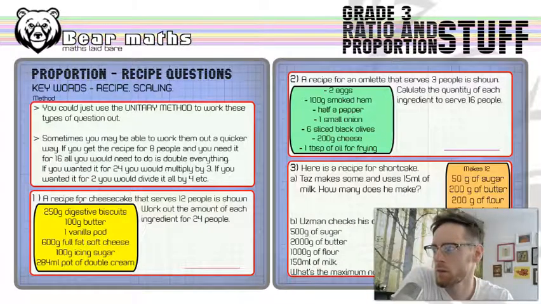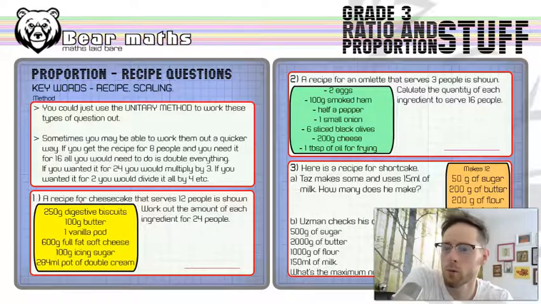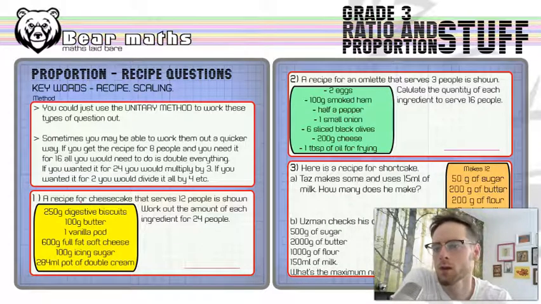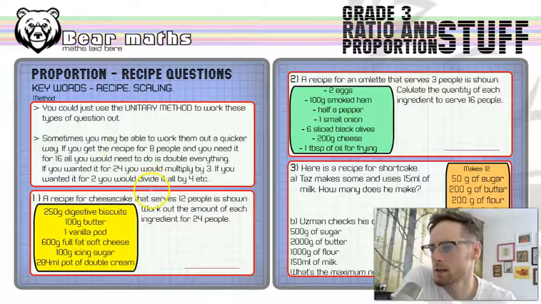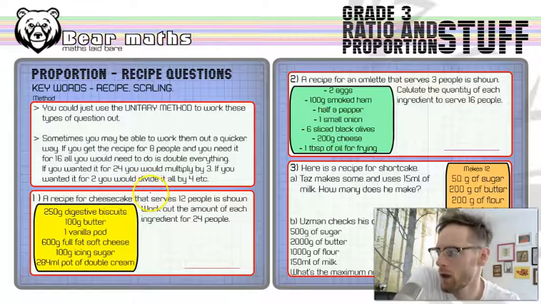So for example, if you get a recipe that's for 8 people and you need it for 16 people, all you'd need to do is double everything. If you wanted it for 24 people, you would triple everything. If you wanted it for just 2 people, you'd have to divide all the ingredients in the recipe by 4.